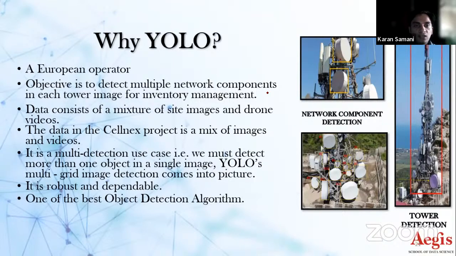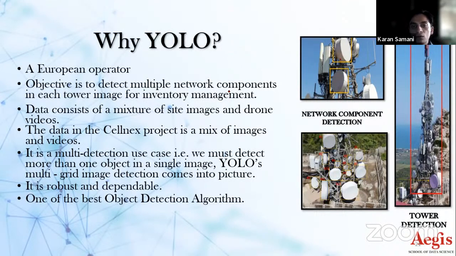The objective is to detect multiple network components in a tower image and do inventory management and maintenance. Maintenance as in we have to check whether the components have rust or are in good condition, whether they are broken or not. The data consisted of a mixture of site images. A site is the tower where all of these things are. So we had multiple images of this tower site, multiple tower images, and we also had drone videos.